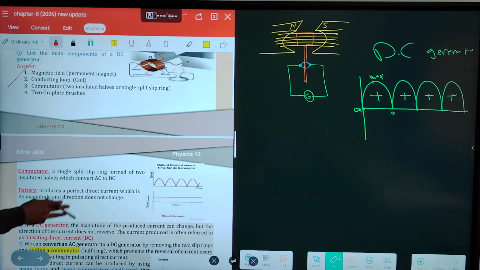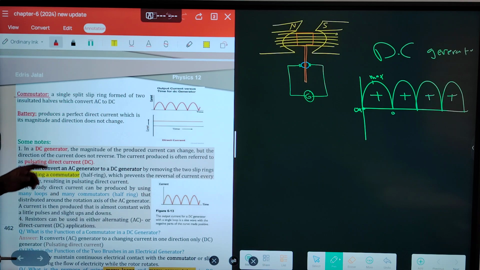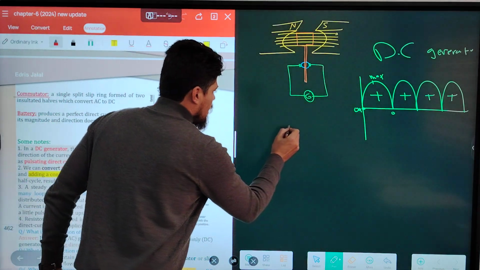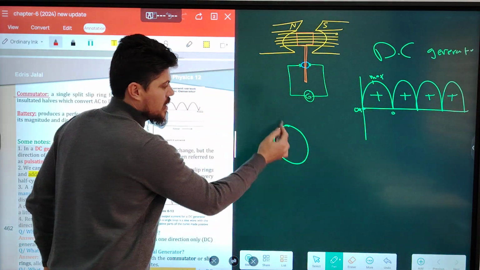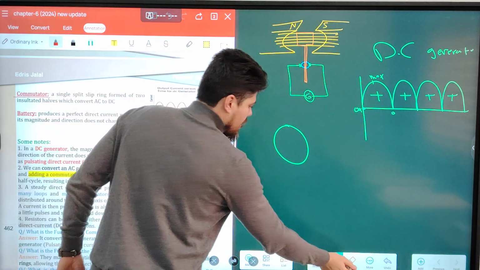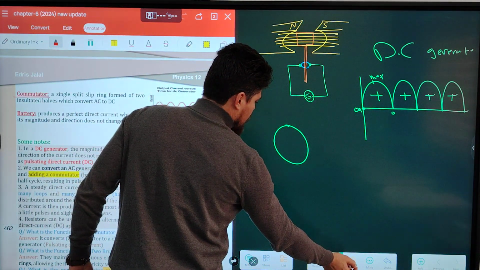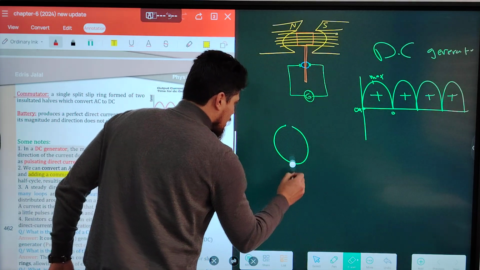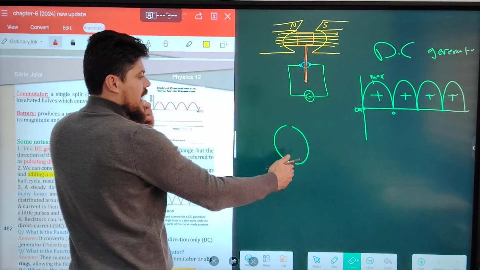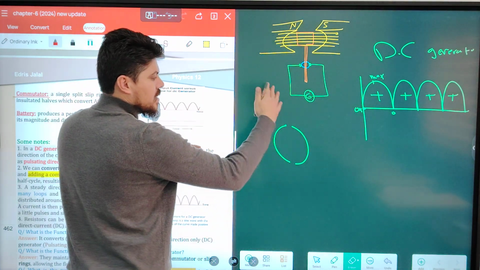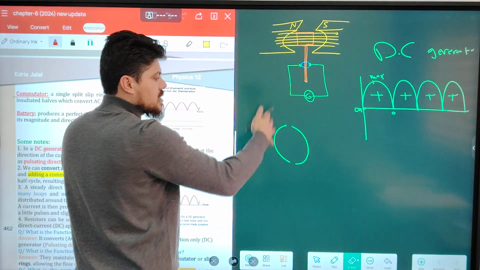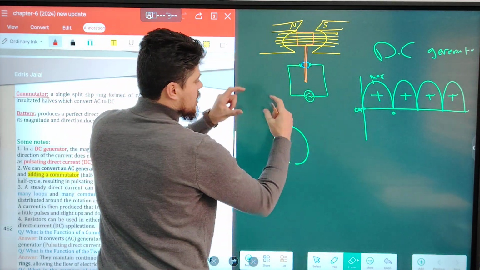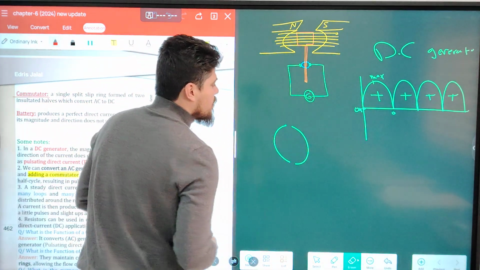The components we studied, okay? What is a commutator? A single split slip ring like this. If you have a single ring, okay, and you separate this ring into two half rings, it's going to be like this. Now, how many half rings do you have? Two. The single split ring, okay? This ring is split into two parts. There is a gap between these two halves.